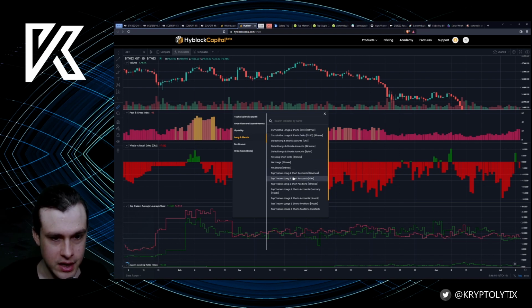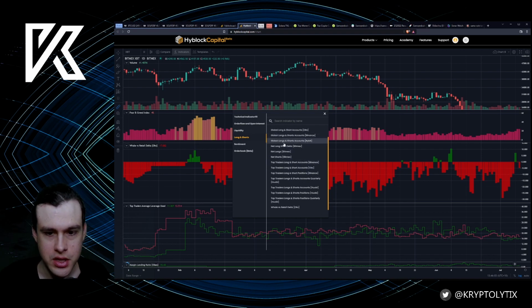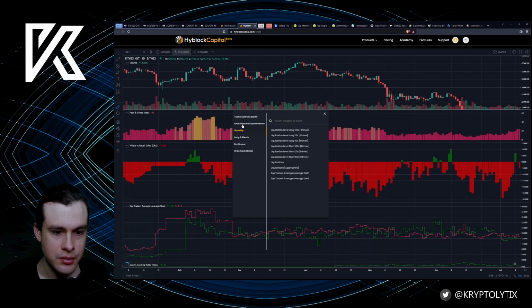It's not aggregated, unfortunately. If you want aggregated long-short ratios, you need to use something like TRDR, which does not have a free version at all. It's quite expensive, but you can check that out. That's a really good one. I used to use that a fair bit, but not so much anymore.